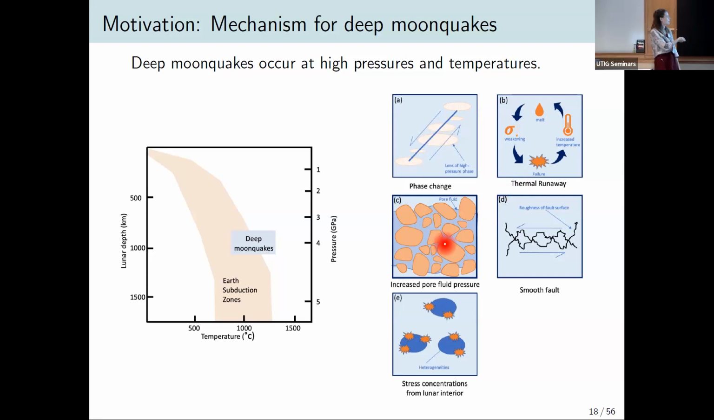We could have some increased pore fluid pressure. So fluids can reduce the effective normal stress, which might be able to make our fault slide at really high pressures and temperatures. Or maybe something about the kind of fault itself that's making it very weak. But to be able to answer anything about which mechanisms could be causing deep moonquakes, we first need to know what the stresses are.